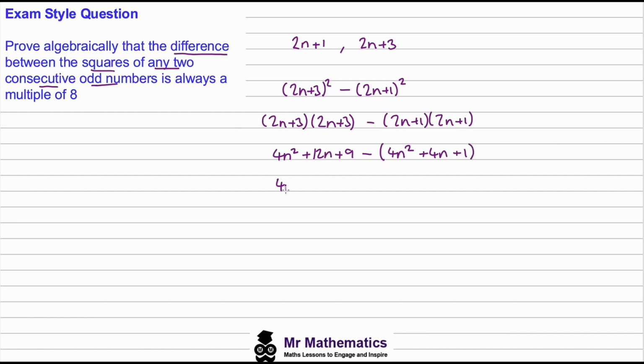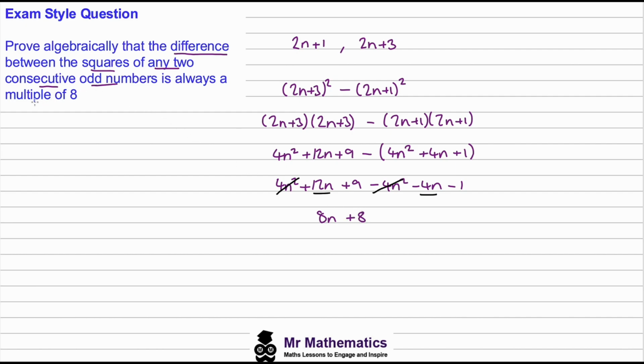So we've got 4n squared plus 12n plus 9, and then we need to expand out this negative. So we've got negative 4n squared minus the 4n minus the 1. And now we can collect the like terms. 4n squared take away itself will go. Then we've got the 12n take away 4n. This will give us 8n. And then the 9 take away 1 will give us 8.